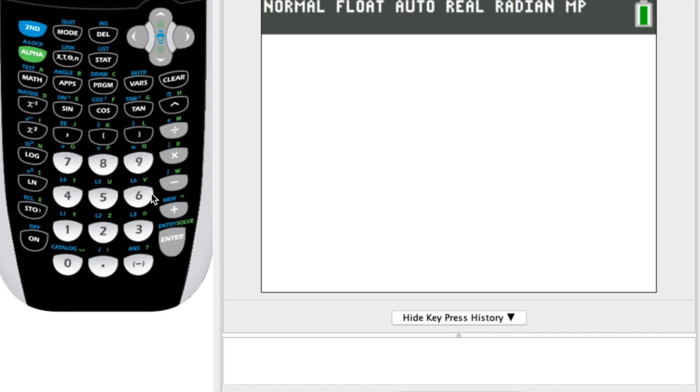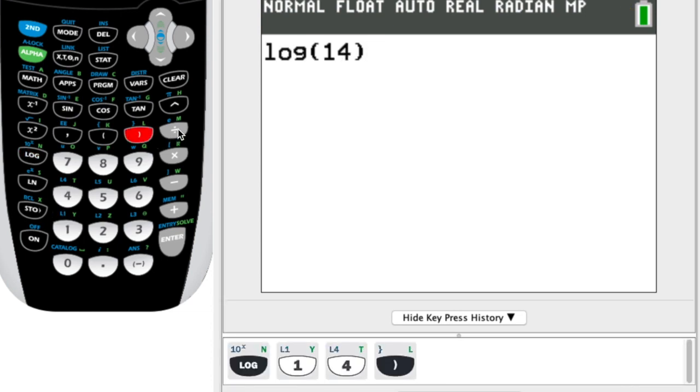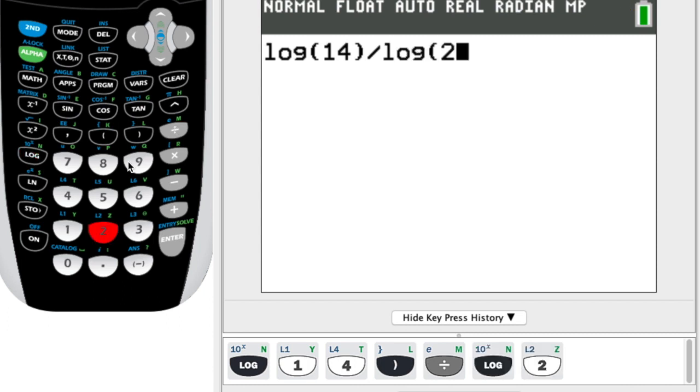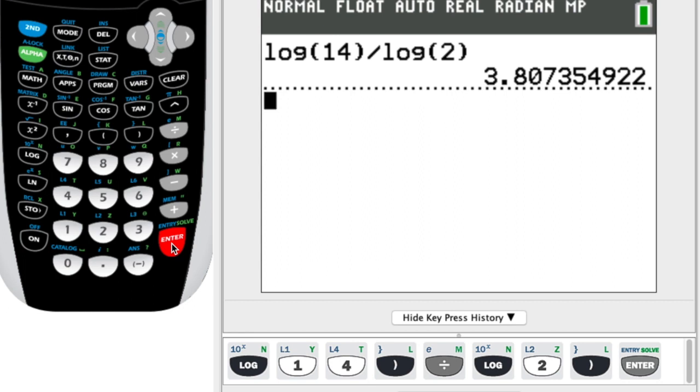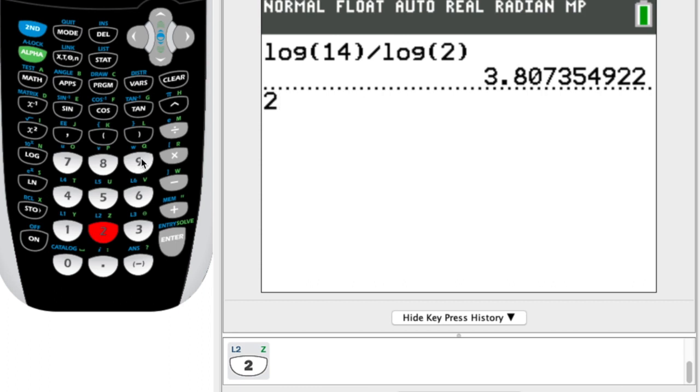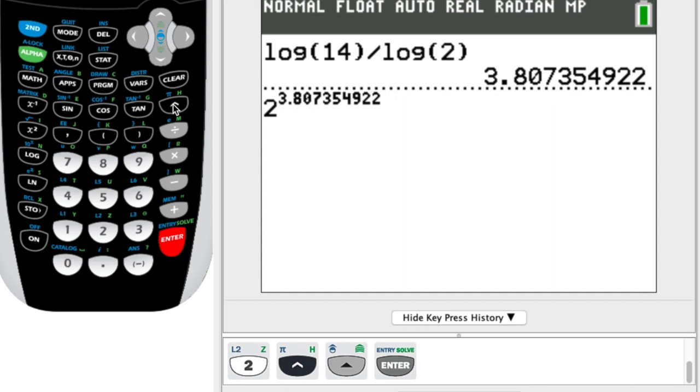We started out with log base 2 of 14. So I'm going to do it with common logs first. We'll say log of 14, and we'll divide that by log of 2, and hit enter. We get 3.807354922. That's the exponent, right, of 2 that will give me 14. Let's see if that works. So if I take 2 now and raise it to that exponent and hit enter, I get 14.